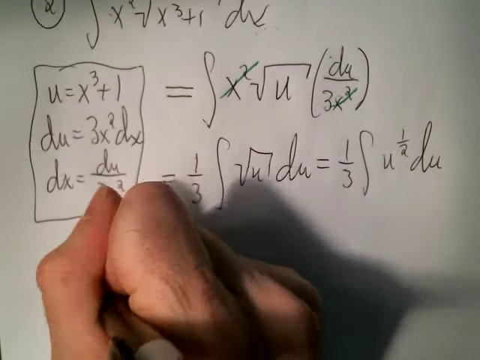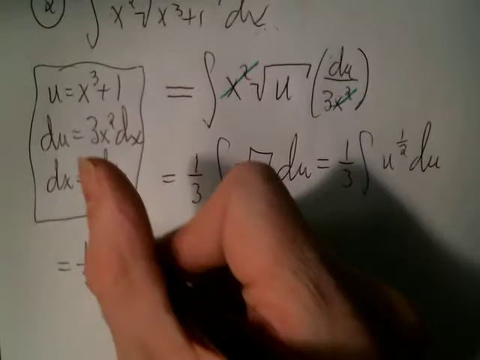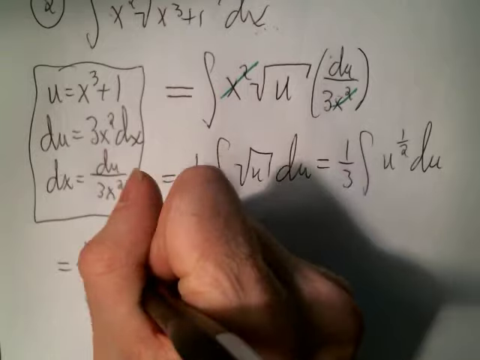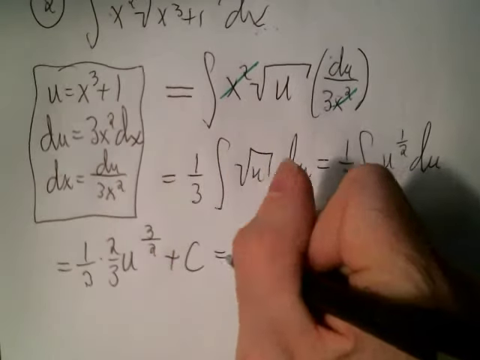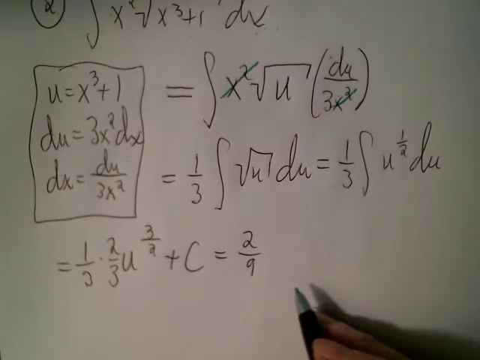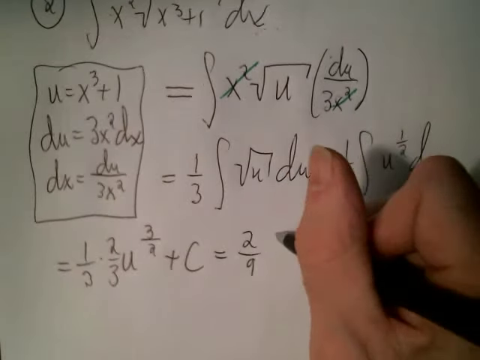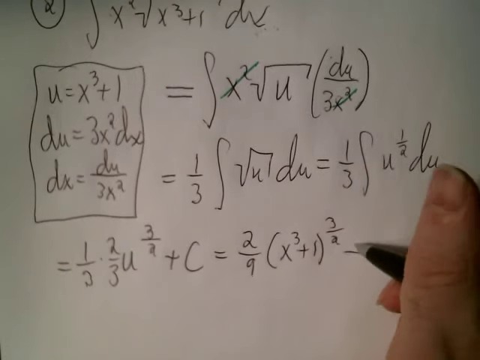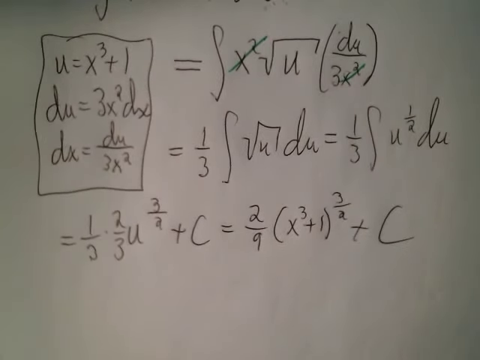So I'll have 1/3 times u to the 1/2 plus 1 is 3/2 times 2/3 plus c. And then simplify, so 2/9 times u is x cubed plus 1, so I back substitute to the 3/2 and then plus c. And then that's it.